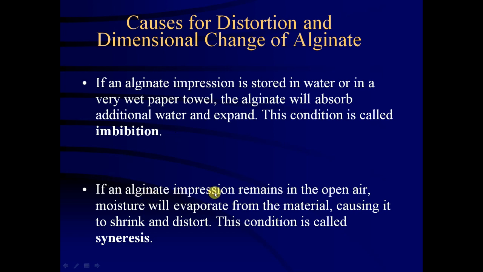If an alginate impression remains in open air, moisture will evaporate from the material, causing it to shrink and distort. This condition is known as syneresis. Syneresis means shrinkage or distortion or the loss of water.